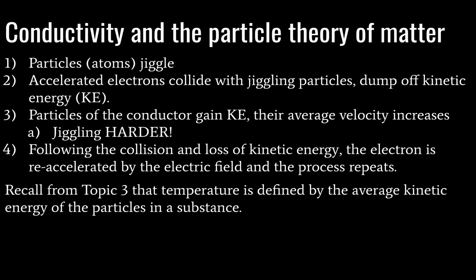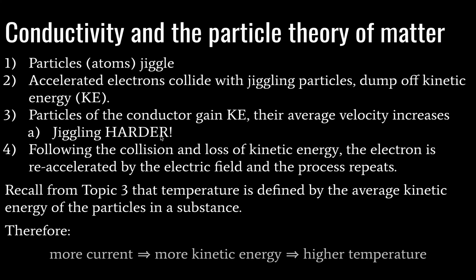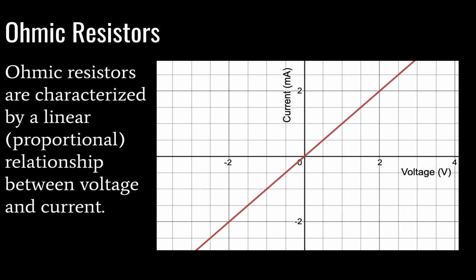Okay, so in topic three, we learned that temperature is defined by the average kinetic energy of the particles of a substance. So this harder jiggling means that we're going to see an increase in temperature. More current means more kinetic energy, which means a higher temperature. There you go. There's your relationship. And this is the way that most conductors under normal conditions will operate. So as you run more current through them, they get hotter. And that's absolutely normal behavior for a conductor.